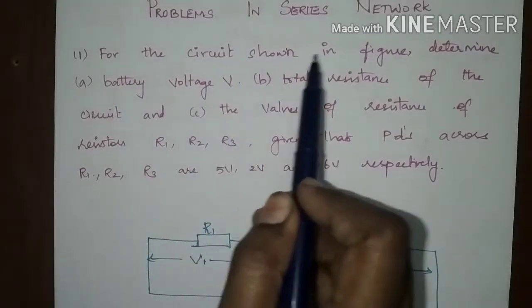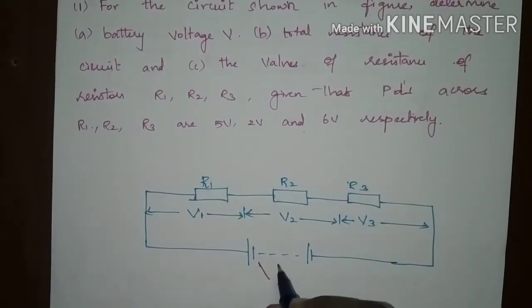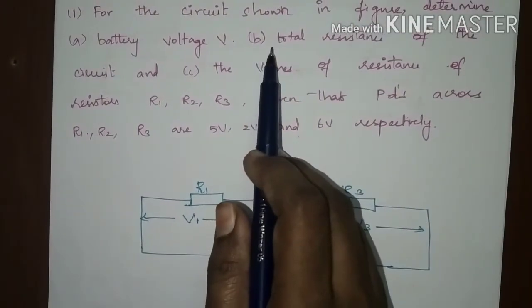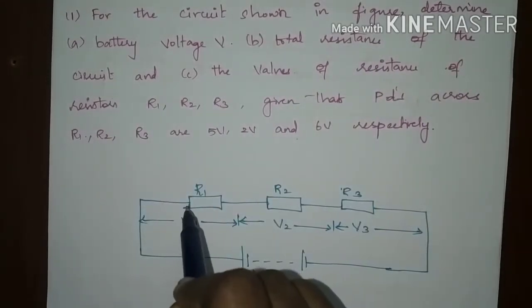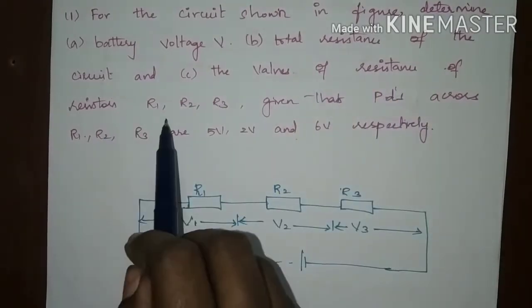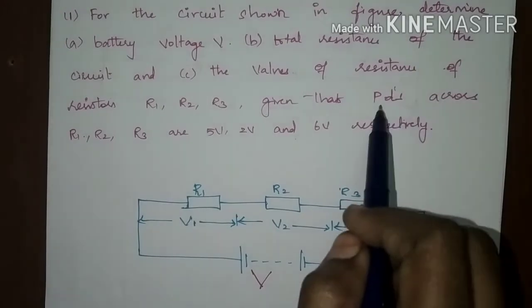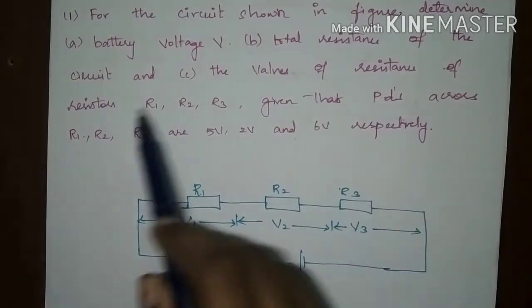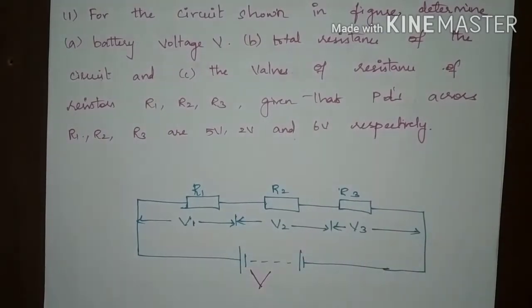For the circuit shown in the figure, determine the battery voltage V. See, this is a battery voltage. And the next subdivision is total resistance of the circuit. We have to find the total resistance which is present in the circuit, and then the values of the resistors R1, R2 and R3, given that the potential differences across R1, R2, R3 are 5 volt, 2 volt and 6 volt respectively.